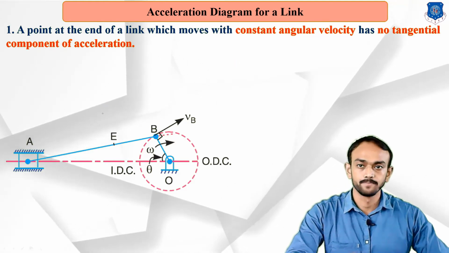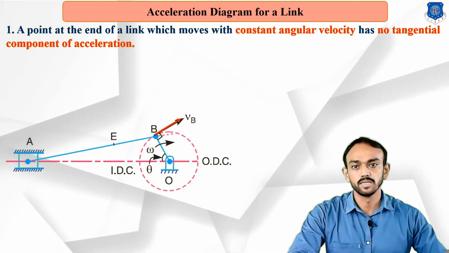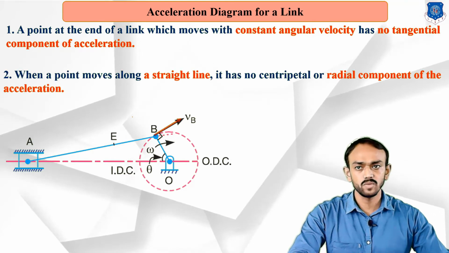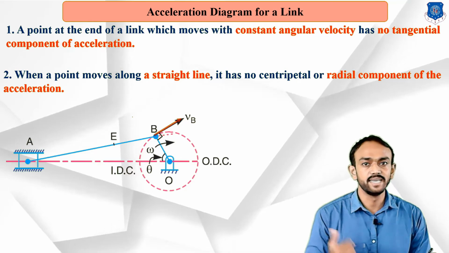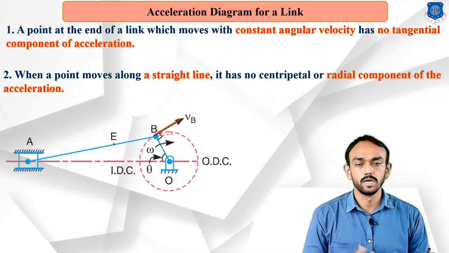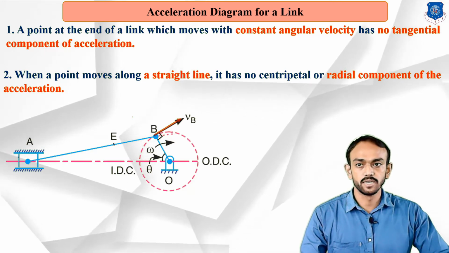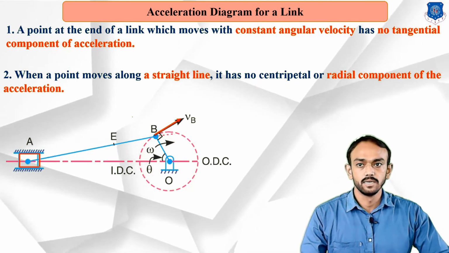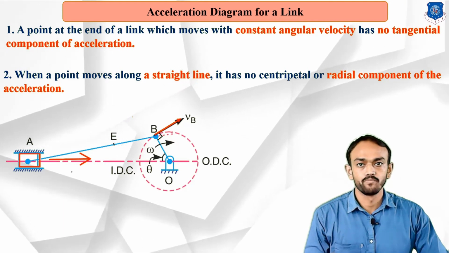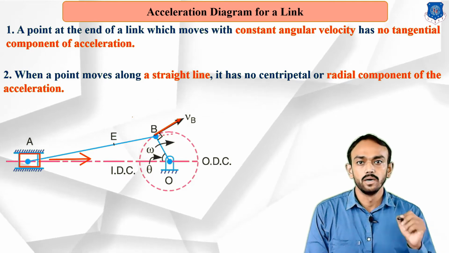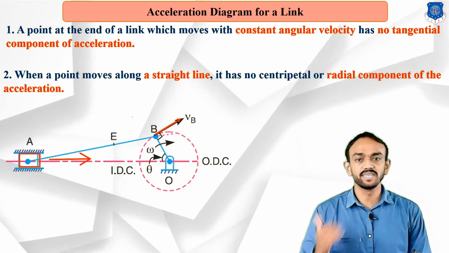Okay, remember that. Now, the second important point is for the slider. When a point or any element moves along a straight line, it has no radial component of acceleration. You can see this piston, which is sliding in this direction. There will be no radial component because there is no change in direction. It is moving in the same direction.